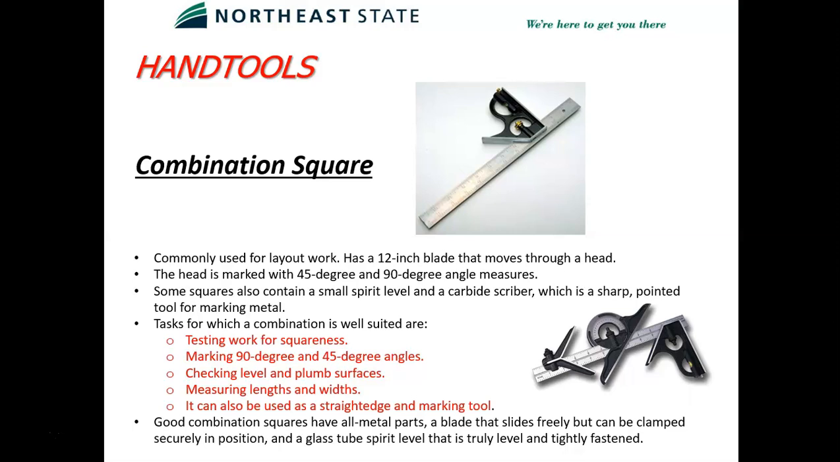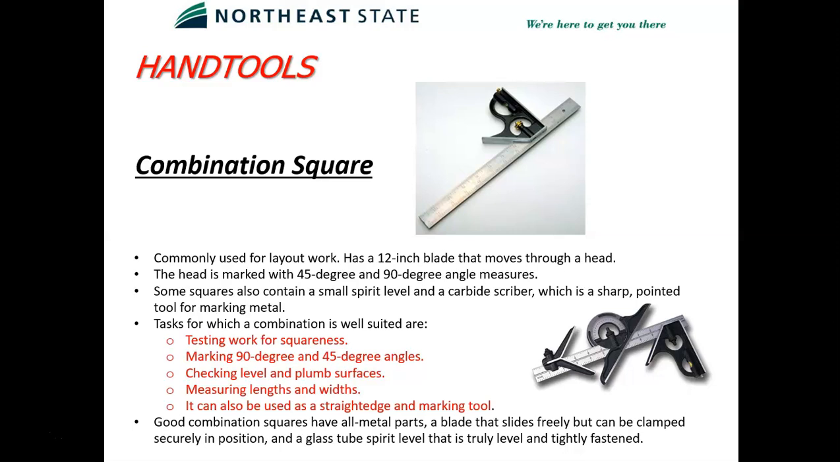So these combination squares, they have a rule. There's the picture there at the top. That's your common square head. It's got a 90-degree angle when it's on the ruler and a 45-degree angle. You can loosen that, looks like a brass knob there in the middle, loosen that up and slide it along the rule back and forth and tighten it back down.